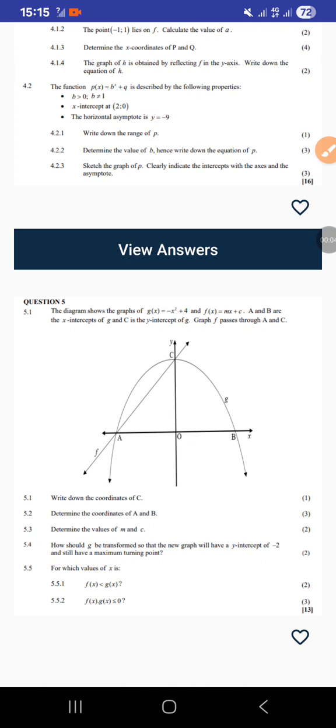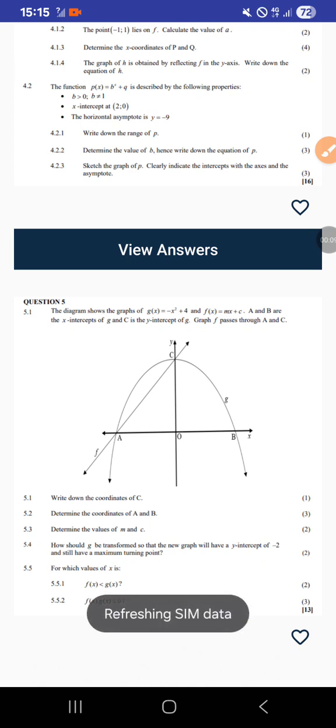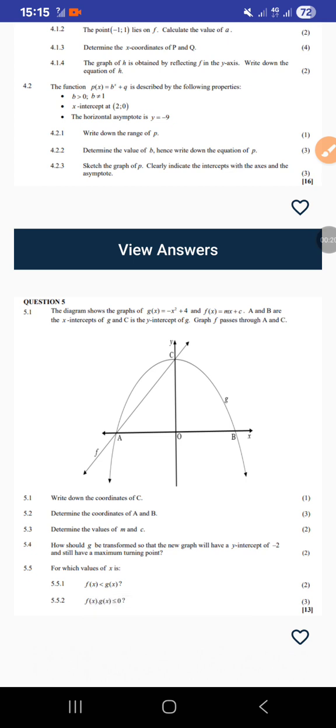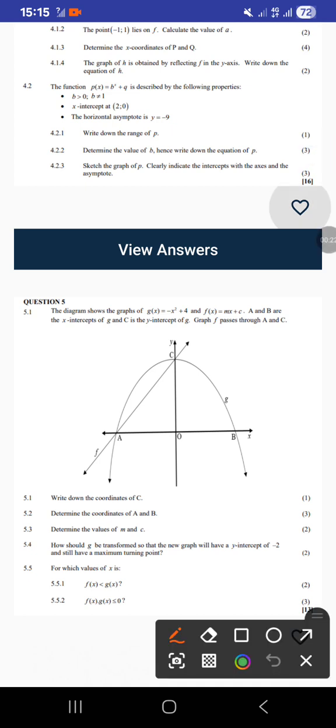Today I'm gonna be doing grade 10 functions. So we're just gonna be dealing with the parabola and the straight line graphs, right? So the diagram shows the graphs of g of x equals negative x squared plus 4, and the straight line equation, which is f of x equals mx plus c.